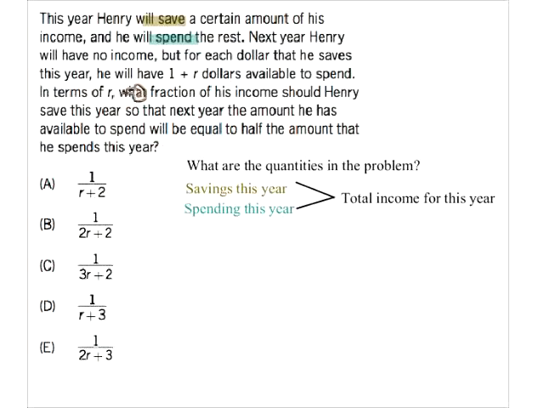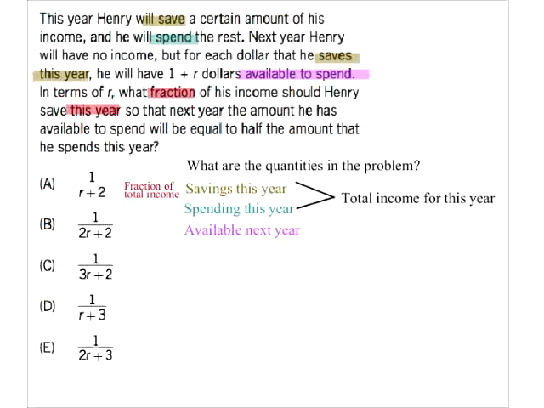Next year, he will have no income. That's not a quantity. But saves this year, we already have that. That's already a quantity. That's this color. But this is new. Available to spend, we have not seen. So that's another quantity. Available next year. There's no savings next year because he doesn't have income. And then there's a fraction that they're asking you for of this year's income. So there's some fraction of that. Let's put that over here as a quick note. Fraction of total income.